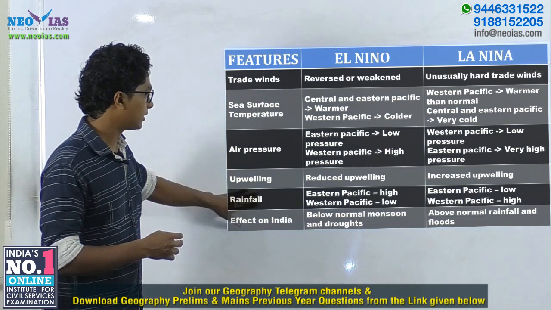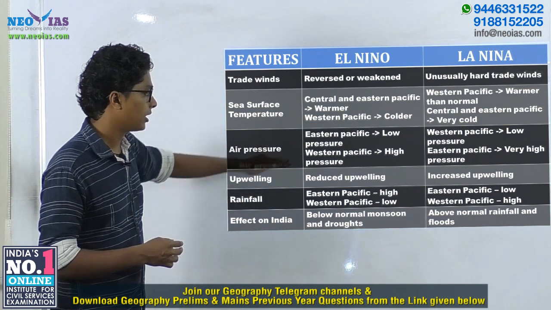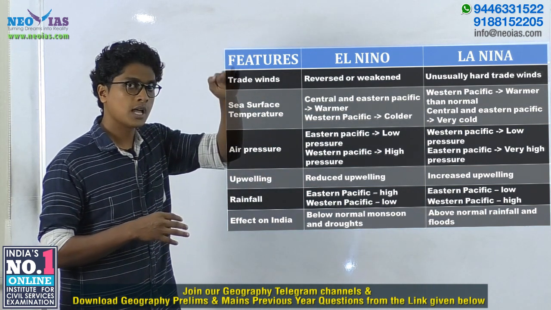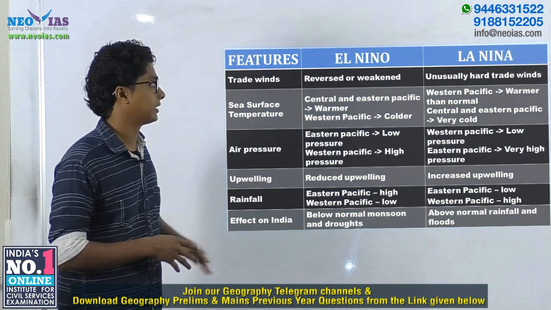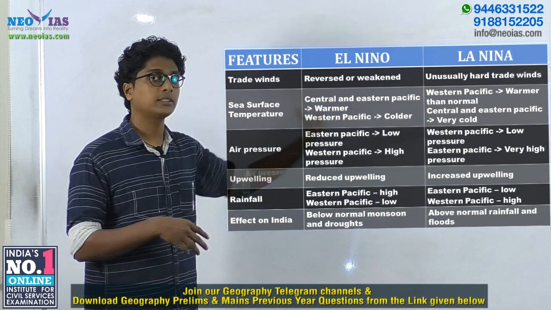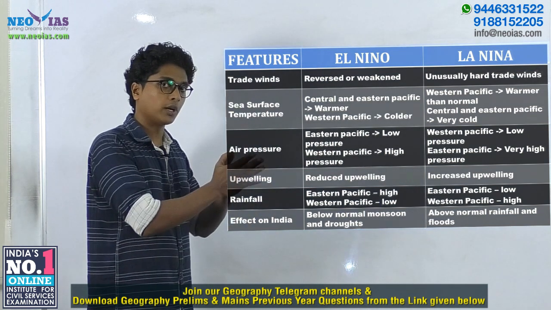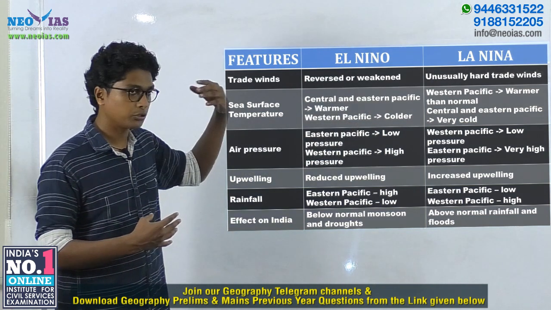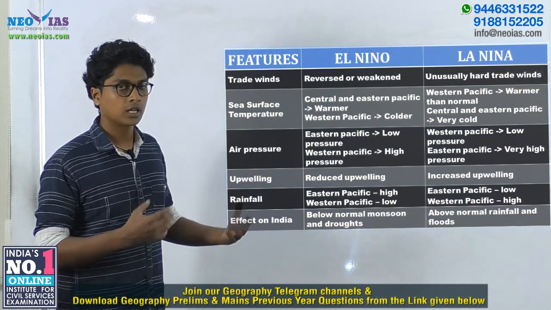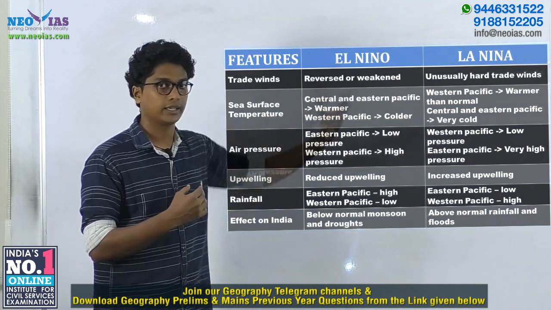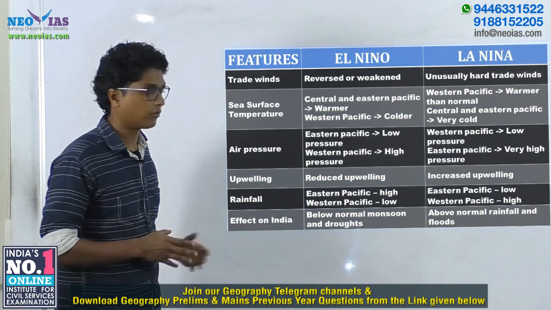In case of the feature upwelling, there is reduced upwelling during El Nino because warm water is staying there in the eastern Pacific itself. And in case of La Nina, we will be having intensified or increased upwelling. Usually during normal condition also we have upwelling taking place in the eastern Pacific. But during the La Nina year, due to the strong trade winds, this upwelling will be intensified or increased. Now the next feature is rainfall.